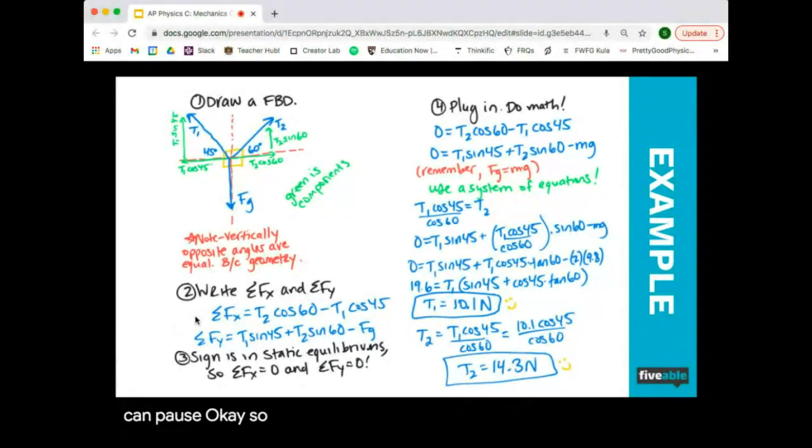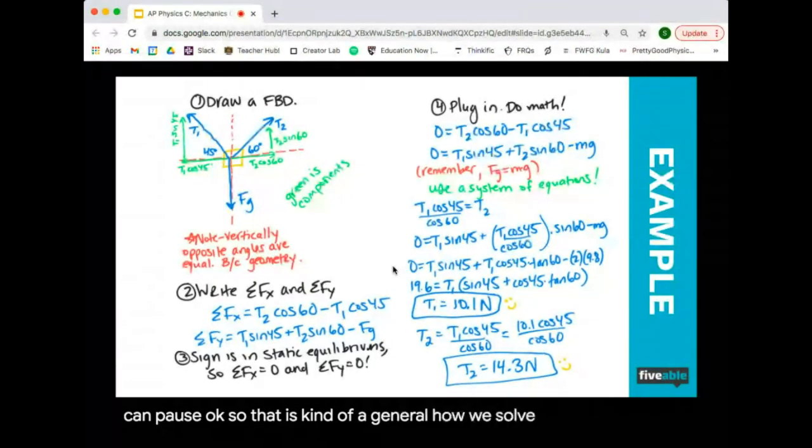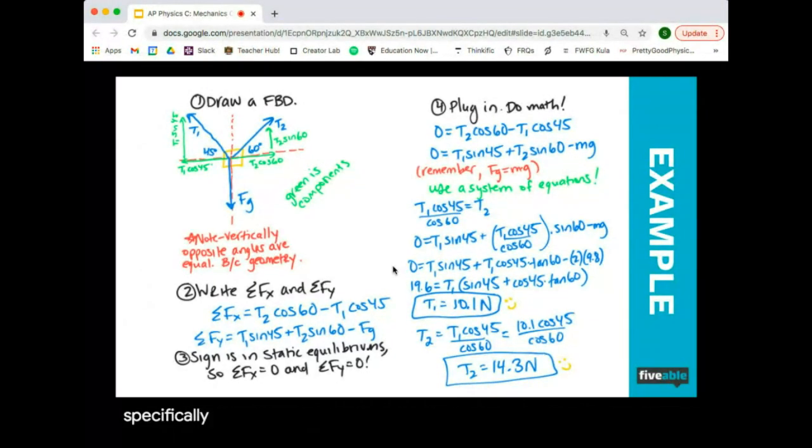Okay, so that is a general how we solve for forces and specifically what happens if it's in equilibrium.